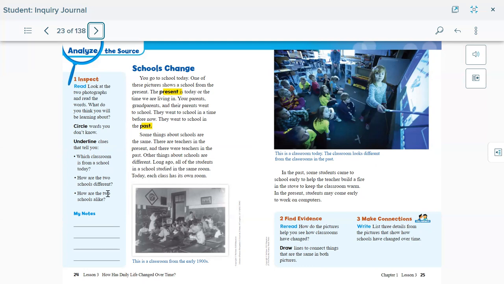How are the two schools different and how are the two schools alike? They're both alike in that they have teachers and students, but different when I see that in the old days, there were one room with different grades, but here each grade has their own classroom. Right, let's turn the page.